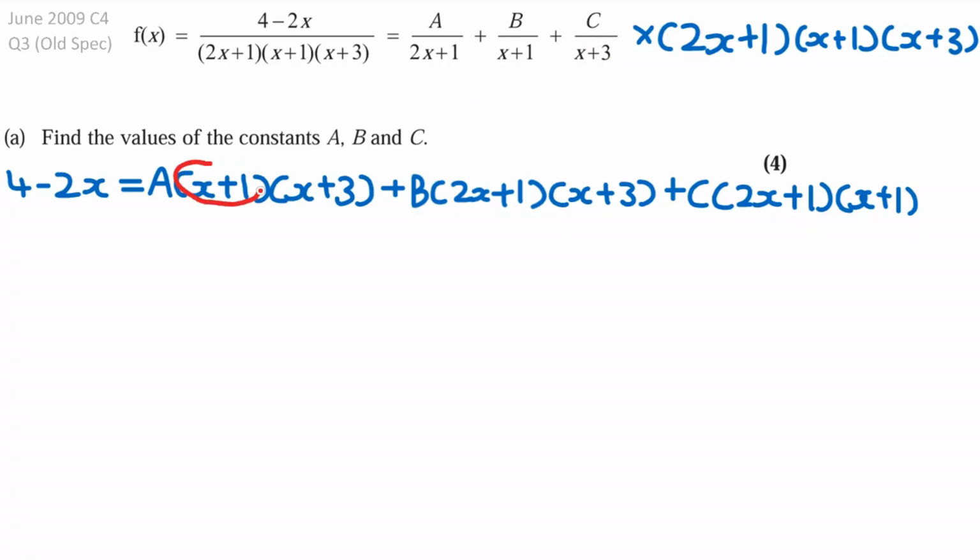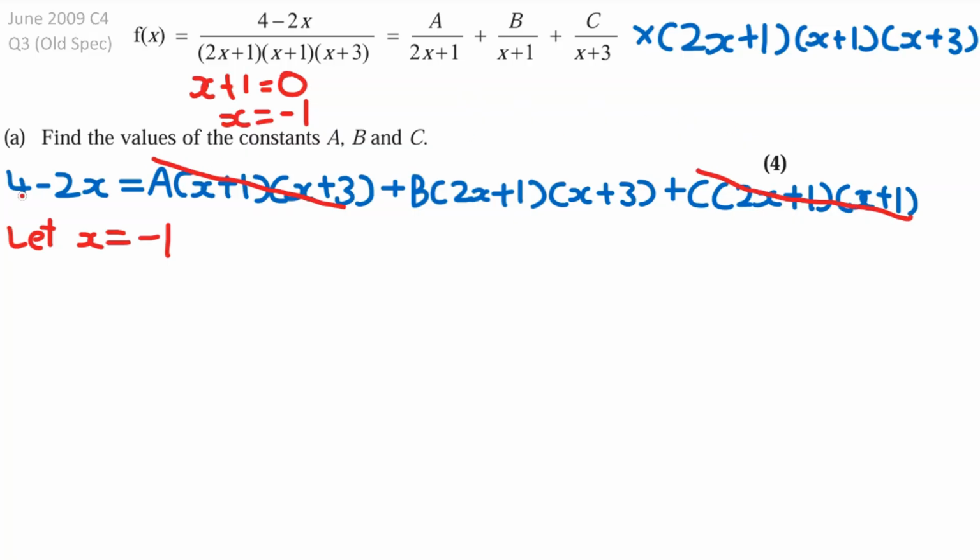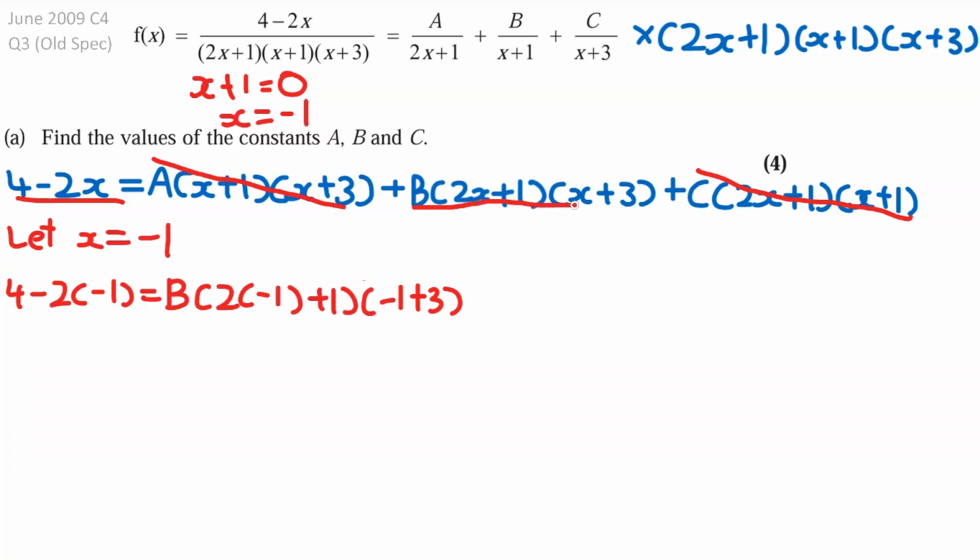So if we first focus on this x plus 1 bracket, so we want x plus 1 to be equal to 0. So therefore we're going to say that x is equal to minus 1. So if we let x equal minus 1, this bracket here will equal 0, so this term is going to cancel out. And this bracket here is going to be equal to 0, so this term will cancel out. So we're just going to be left with this and this here.